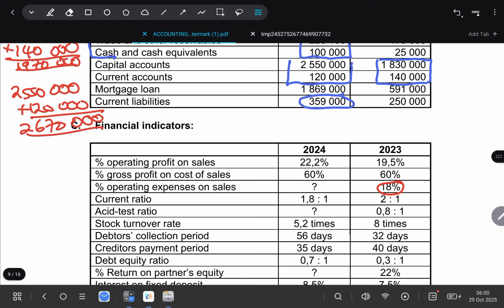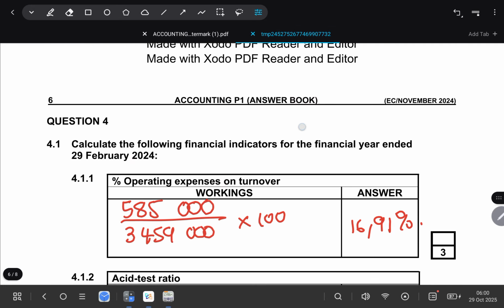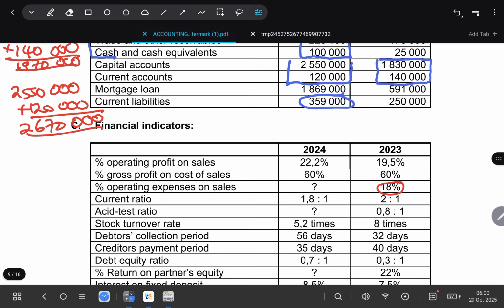Remember we calculated it. Last year our operating expenses on turnover, for this year, 2024, is 16.91. So you can see that it has decreased from 18% to 16.91, and then operating profit on sales has increased from 19.5% to 22.2%. So it means that we are managing very well.